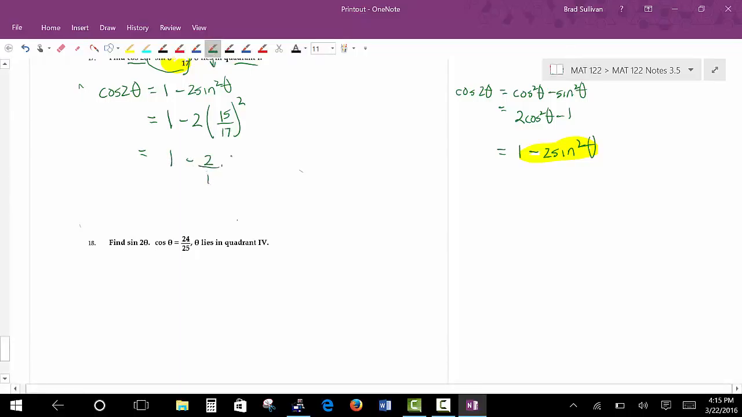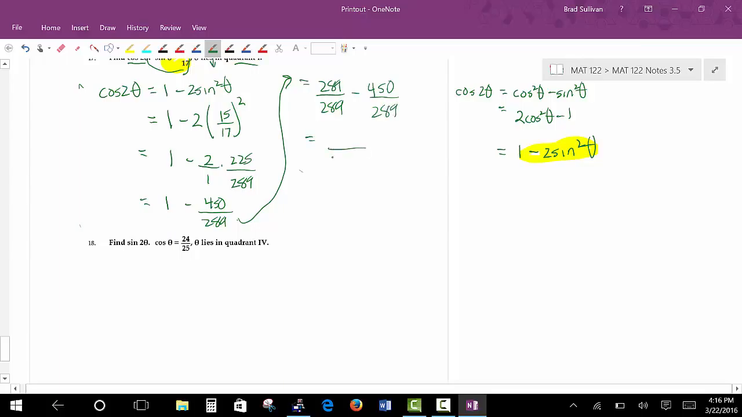That's minus 2 over 1 times 225 over 289. So that's 1 minus, and if you multiply straight across, that's going to give 450 over 289. Okay, we want to get a common denominator. So I'm going to write that as 289 over 289 minus 450 over 289. Then I'll get an answer to the problem. So I just need to take 289 minus 450. That's equal to negative 161 over 289. So that's the answer to that problem.